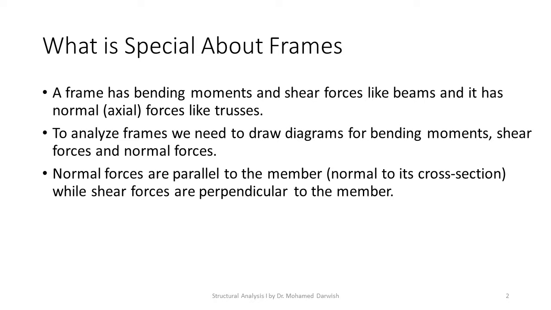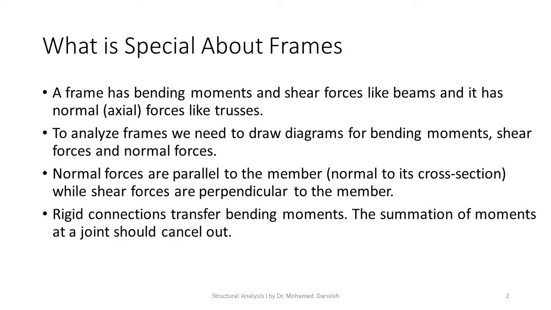Normal forces are parallel to the member or normal to its cross section. This is why they are also called axial forces. While shear forces are perpendicular to the member or parallel to its cross section. Rigid connections transfer bending moments from one joint to another, so from one member to the other. So the summation of moments at a joint should cancel out. This is a general rule you need to understand.